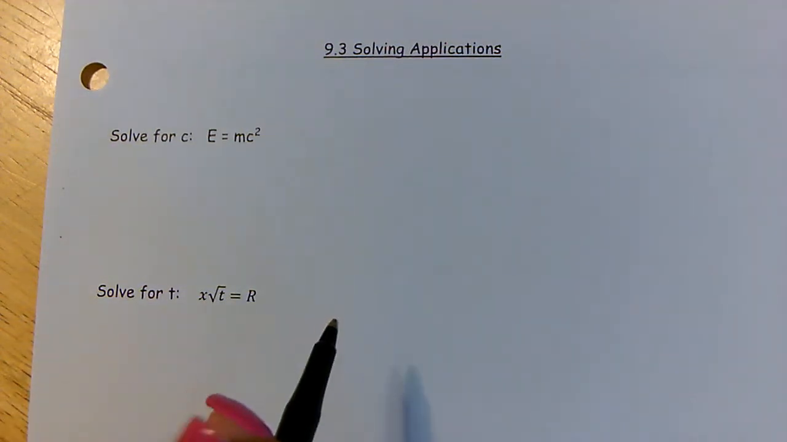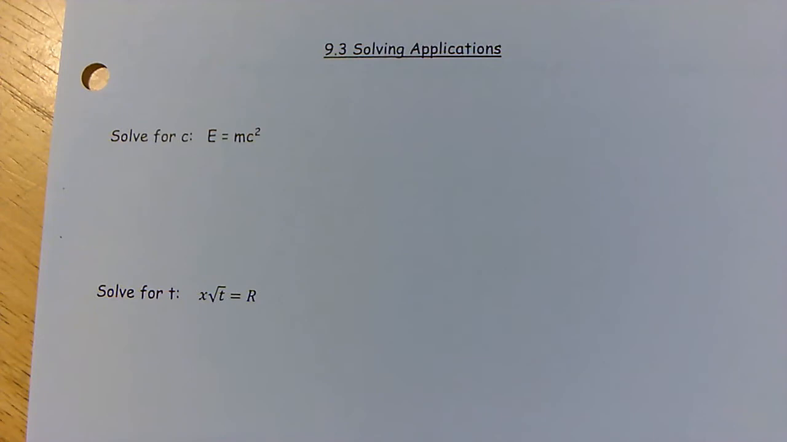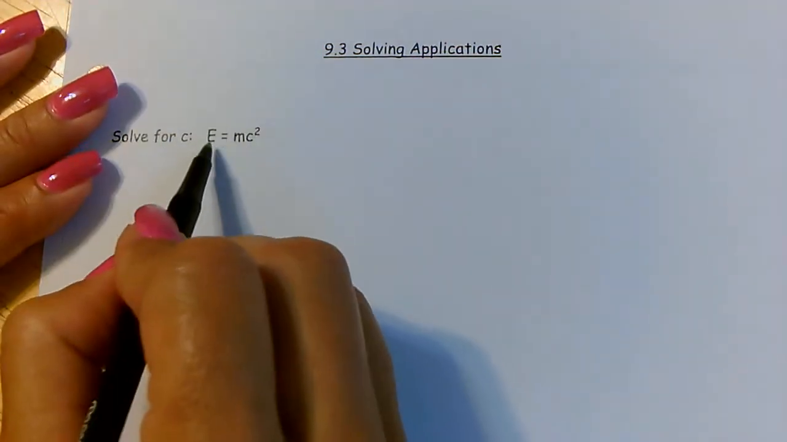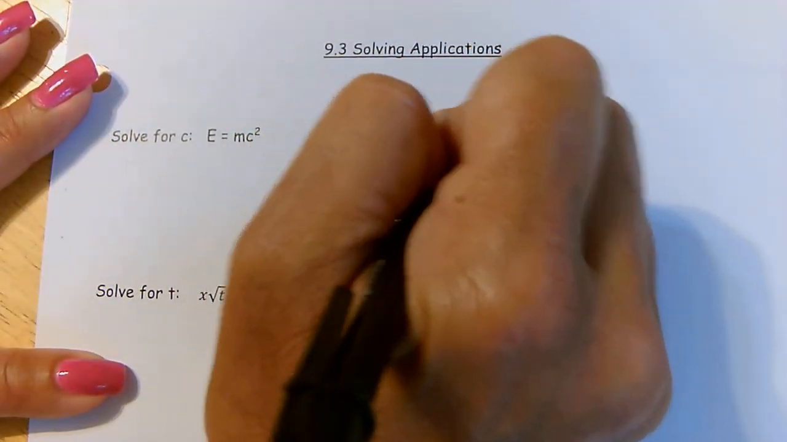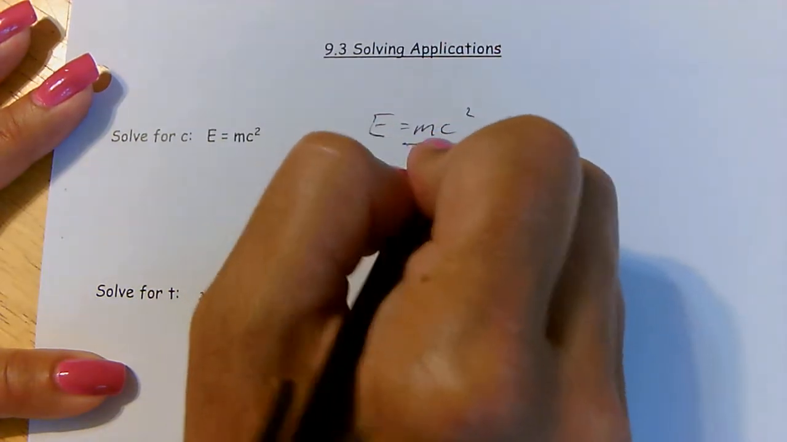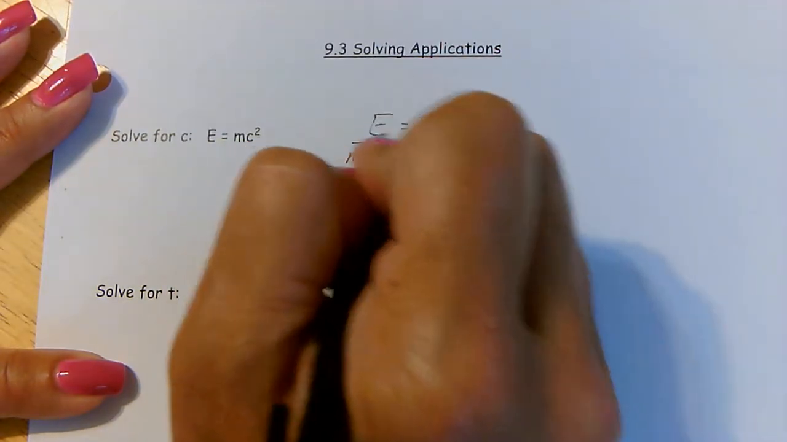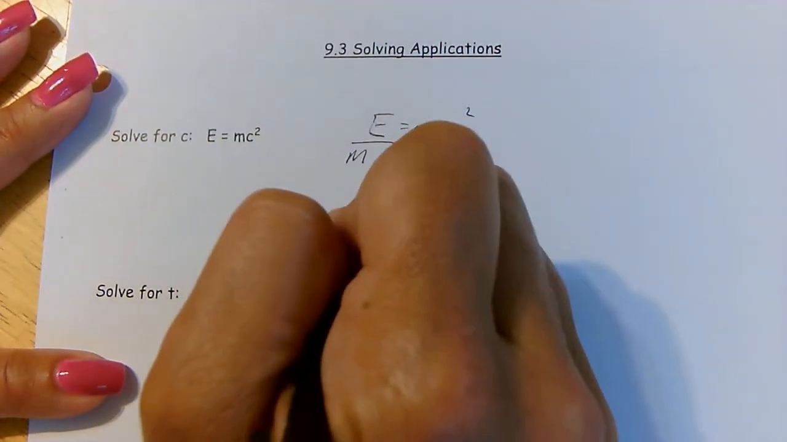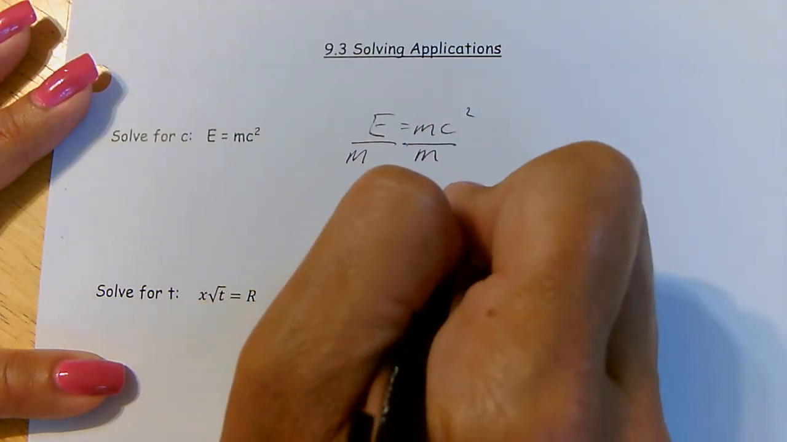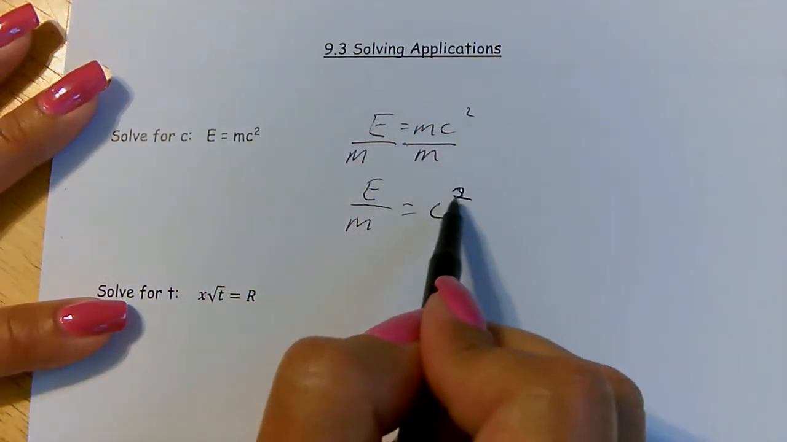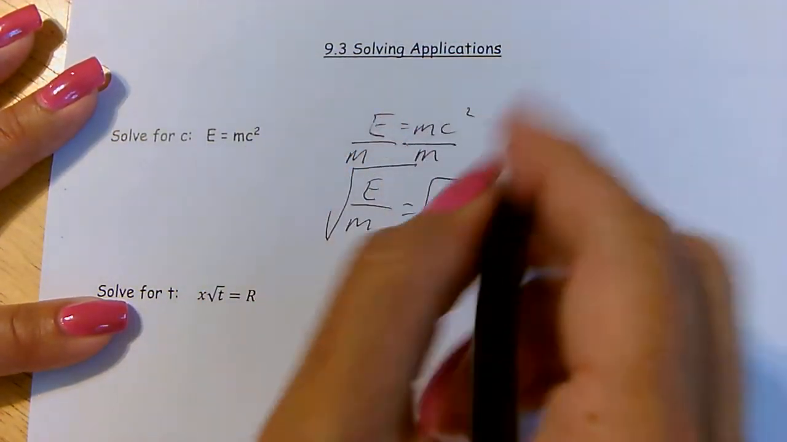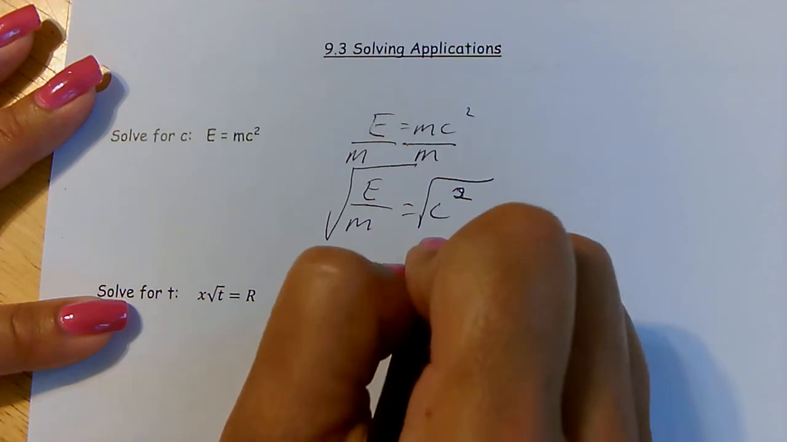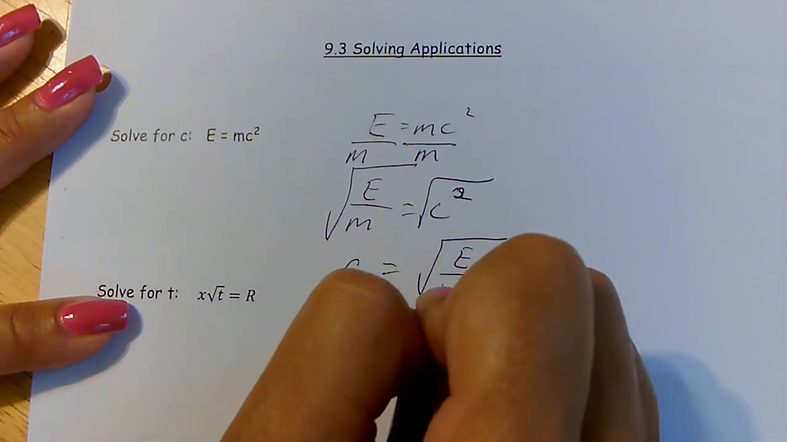Alright, we're going to be doing word problems and formulas and using the quadratic formula some more. So reviewing the formulas, if I need to solve for C, I'm going to divide by what's next to it. Then I'm going to get rid of the power of 2 by square rooting both sides, so C equals the square root of E divided by M.